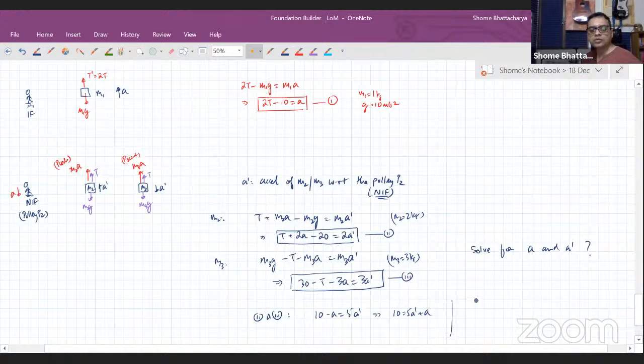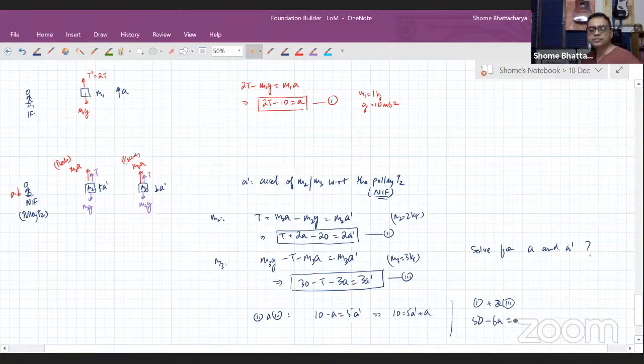So if I do equation 1 plus 2 times equation 3, then again I'll get rid of T and I'll get another relation between A and A prime. So I'm adding twice of equation 3. So I have 30 into 2, 60, minus 10, so that is 50. Then T is getting cancelled, minus 6A. We have doubled this, equal to A from here plus twice of this.